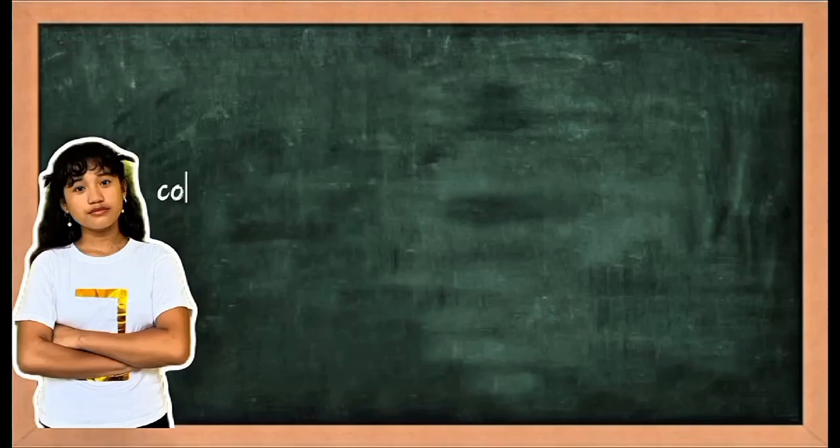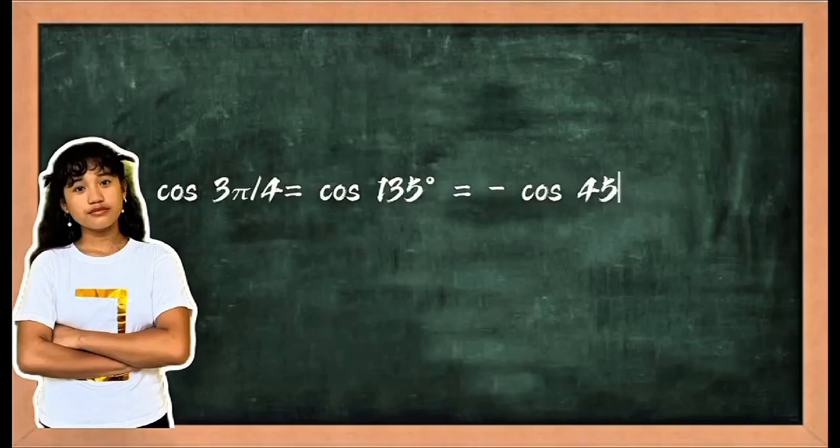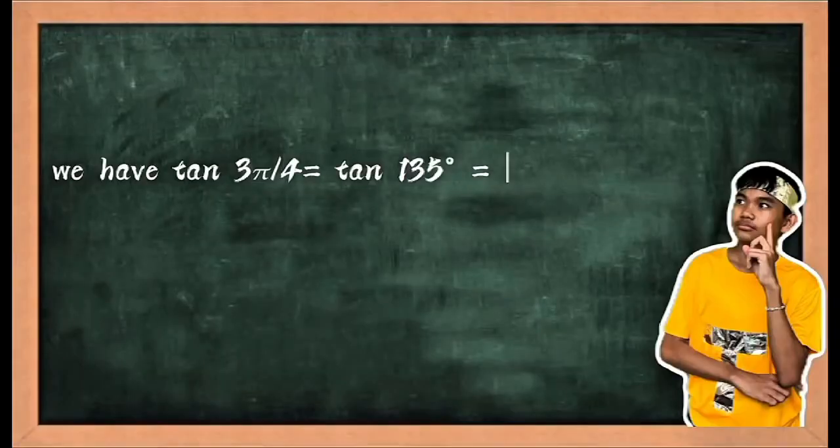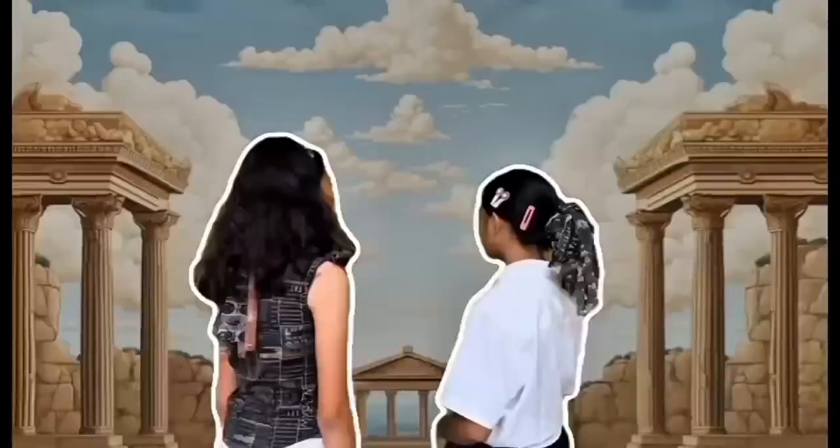For cosine, we have cosine 3 pi over 4 equals cosine 135 degrees equals negative cosine 45 degrees equals negative square root of 2 over 2. And for tan, we have tangent 3 pi over 4, which is equal to tangent 135 degrees. Tangent 135 degrees is equal to negative tangent 45 degrees. Negative tangent 45 degrees is equal to negative 1.